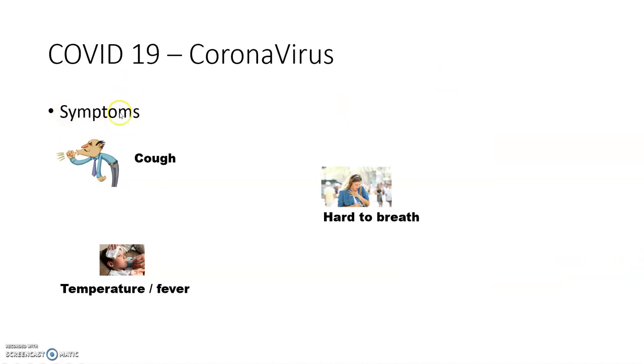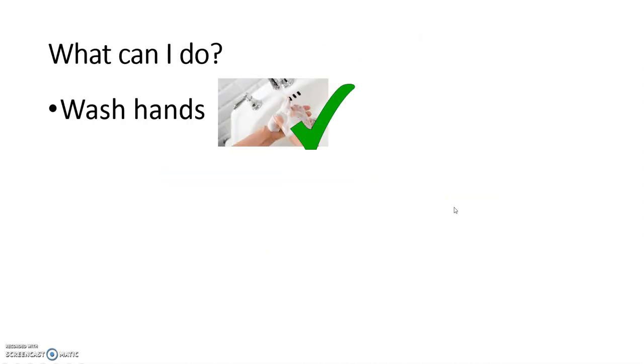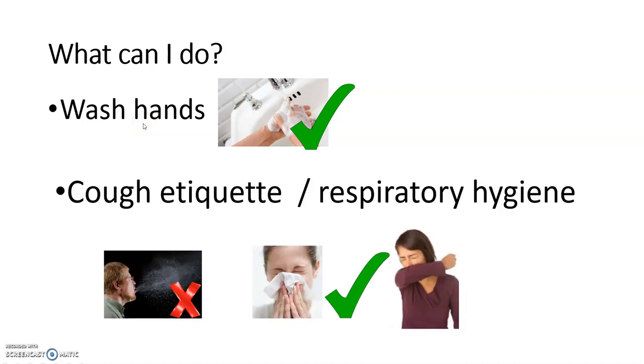Coronavirus symptoms: cough, temperature, hard to breathe. What do you do? Phone the doctor and go into your bedroom and bring your phone. What can you do? Wash hands. Cough etiquette or respiratory hygiene. Good, good, not good.